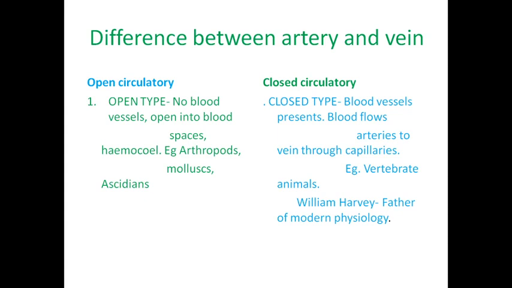The next one is the circulatory system. There are two types of circulatory system. How many types? Two types. One is called the open type, and the other is called the closed circulatory system.